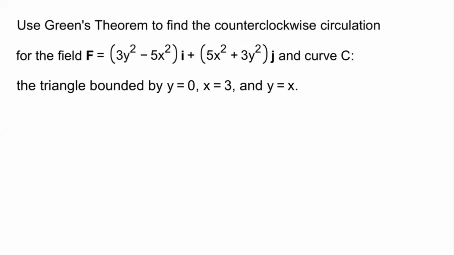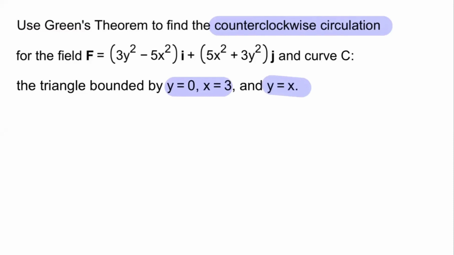Okay, so here's an example for you. We are going to use Green's theorem to find the counterclockwise circulation for the field (3y squared minus 5x squared) as the i component plus that. So this is two-dimensional, of course. Our curve C is the triangular region bounded by these curves right here.